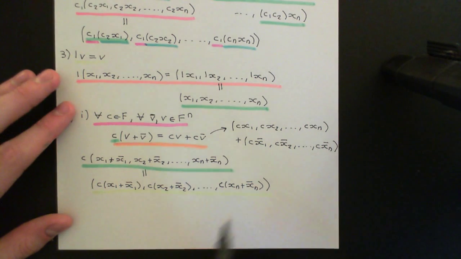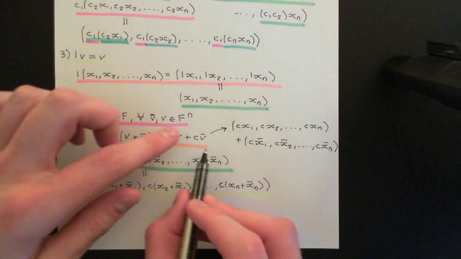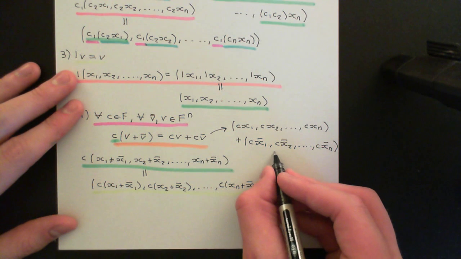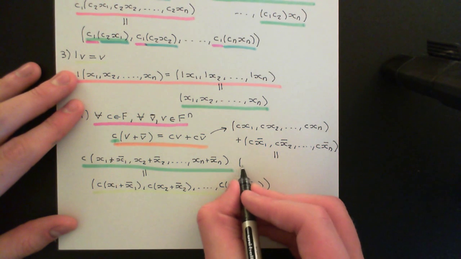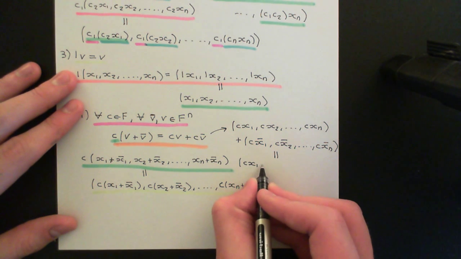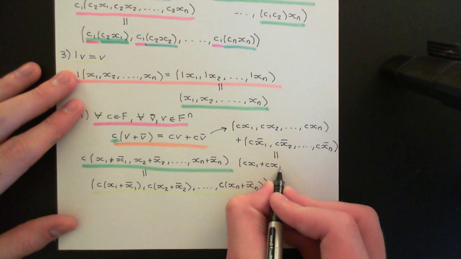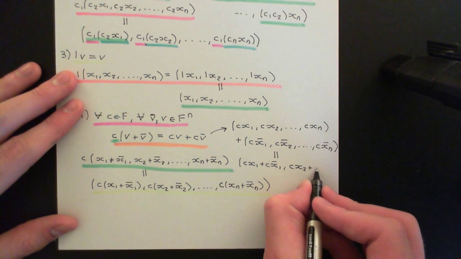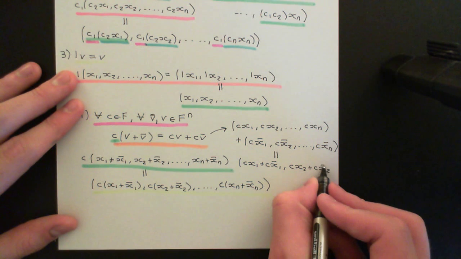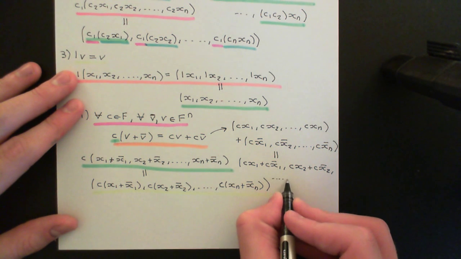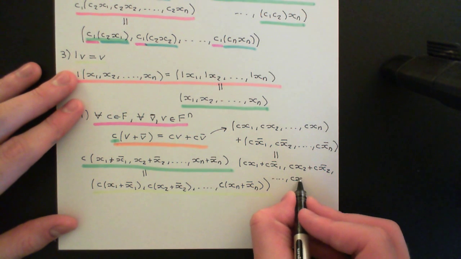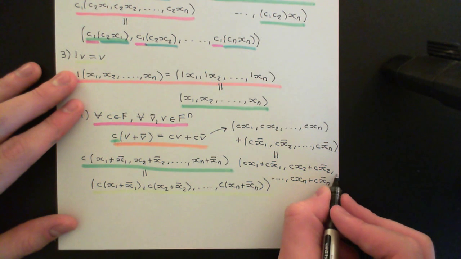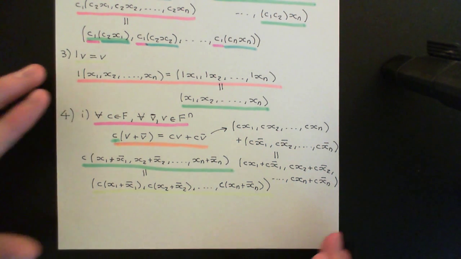And then we want to add these two together. So these are the two vectors at the moment, and now we're going to add them together, and the overall answer, shall I try and squeeze it in here, is going to be cx1 plus cx1 bar as our first component. Then we'll have cx2 plus cx2 bar as our second component, and then it'll go all the way up to the nth component, where we'll have cxn plus cxn bar. And then it will end there.